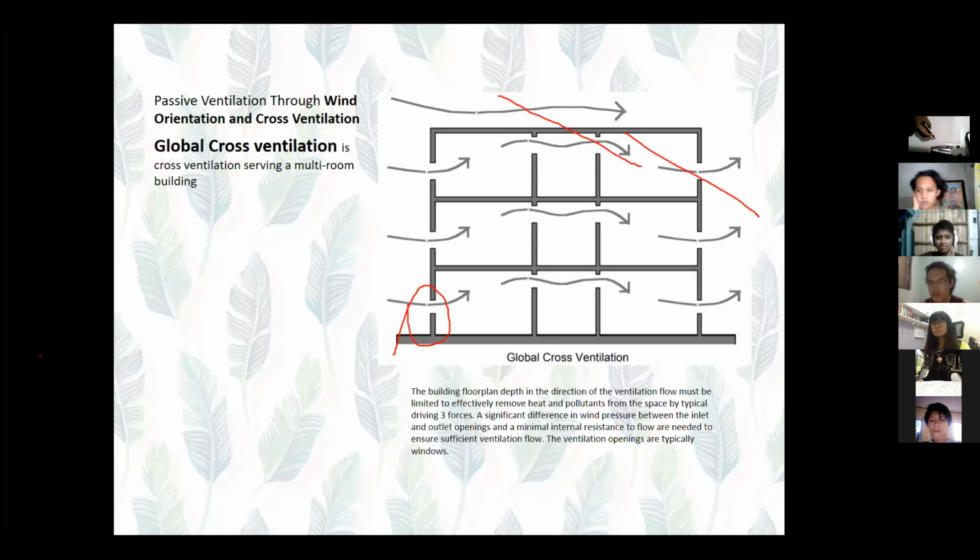Ang ginagawa kasi is, ganun. Kunwari ito yung air shaft. They would create some sort of greenhouse.